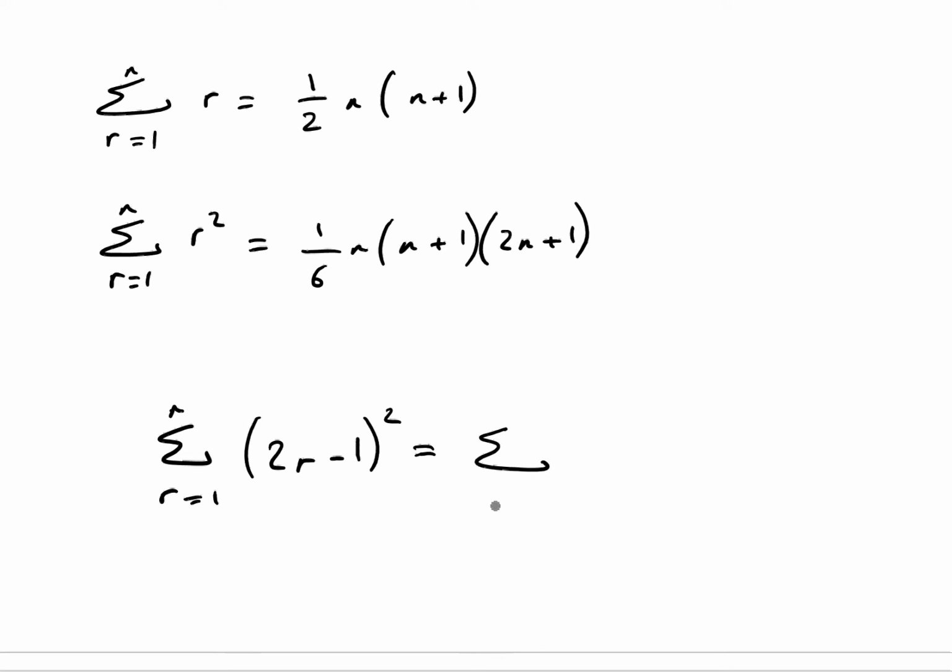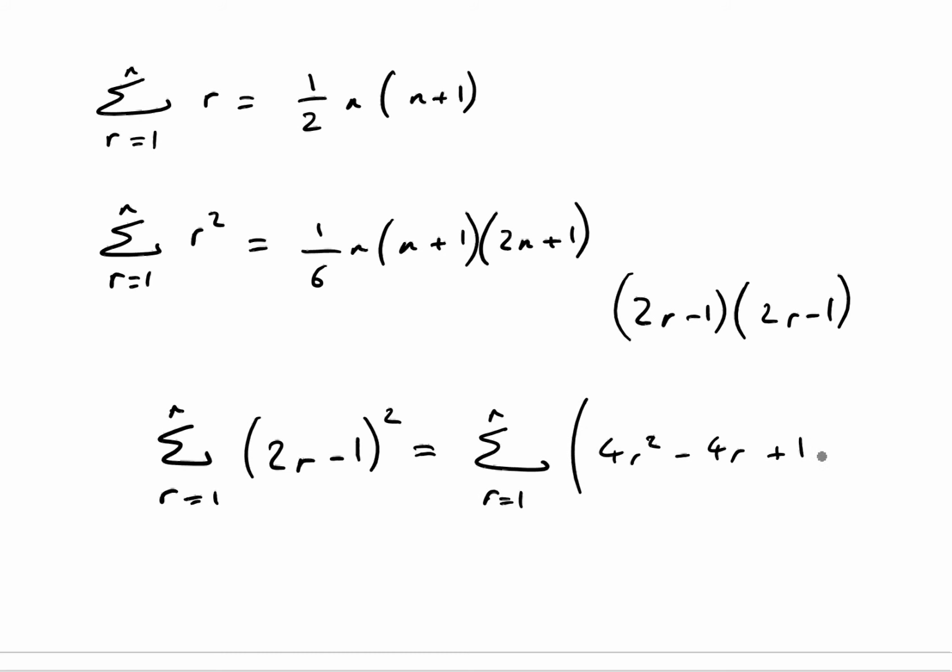So we've still got the same summation from 1 to n. Let's expand this thing out. It's just an ordinary quadratic, so it's 2r minus 1 multiplied by 2r minus 1. I can do that in my head. If you have to write out two brackets, there's no harm in doing that. Okay, so we've got (2r minus 1) all squared, so we get 4r squared minus 4r plus 1.